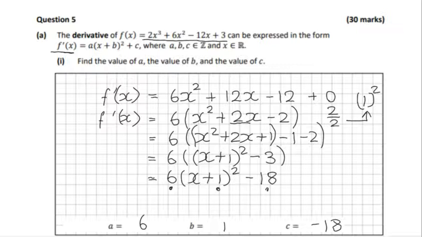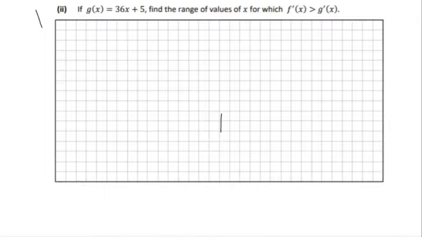On to the next question, question 5, part B. So we need to find the range of values for where the first derivative of f of x is greater than the first derivative of g of x. And these will be the set of slopes for both graphs. So f dash x is already done.